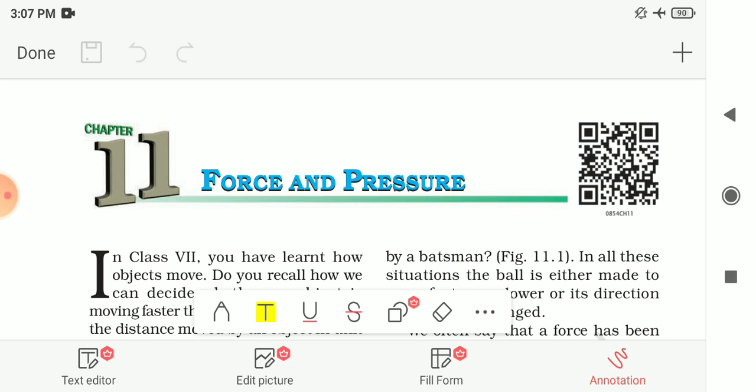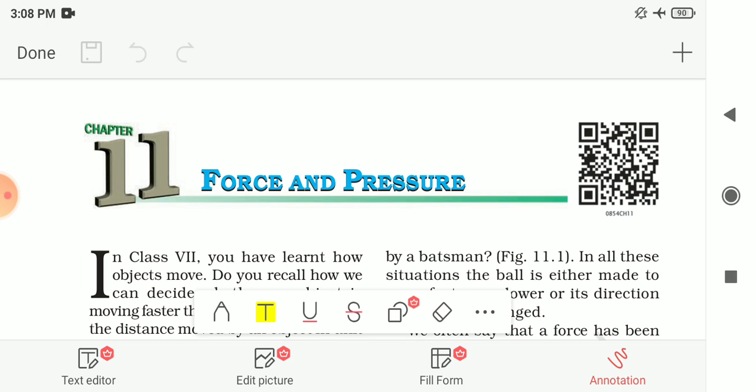So that is known as the contact force. Examples of contact forces are muscular force, frictional force, and mechanical force. Then we had seen that the force exerted by the muscles of a body is known as the muscular force, and it is an example of contact force.